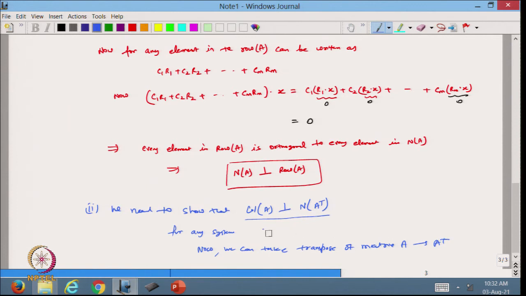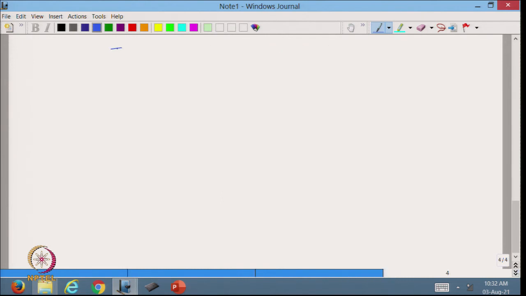So, I will not take this system. Now, we take the transpose of the matrix, then let me take the system A transpose y equal to 0. Now, from here it implies that y belongs to the null space of A transpose, and also the row space of A transpose is perpendicular to the null space of A transpose.